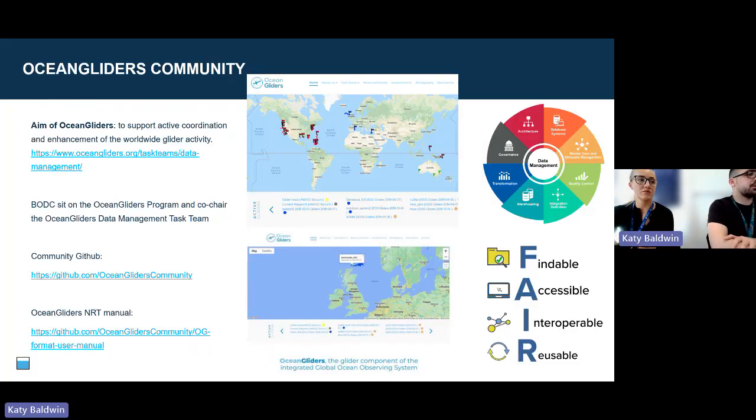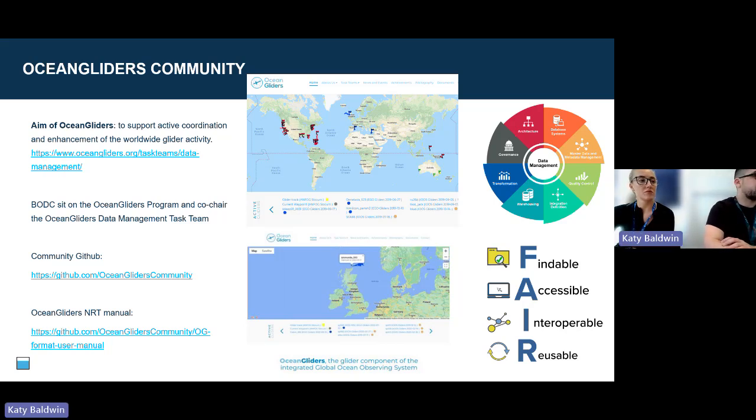The last slide from me is on BODC's role in the Ocean Gliders community. The community aims to support active coordination and enhancement of worldwide glider activity. BODC sit on the Ocean Gliders programme and co-chair the data management task team with the first adopter of the OG1 file format, which is used amongst the community. And we contribute to Ocean Gliders community standards by advising on OG1 vocab requests and by taking part in discussions on the direction of the community.